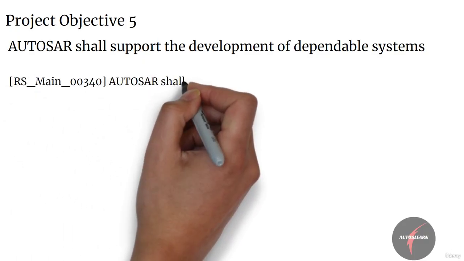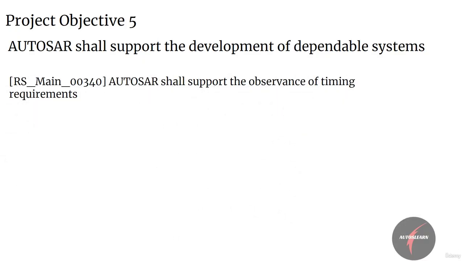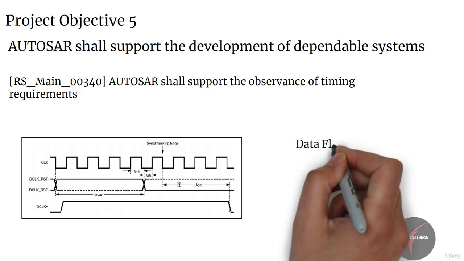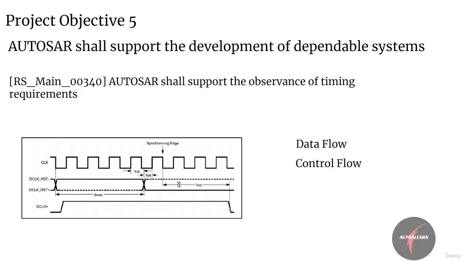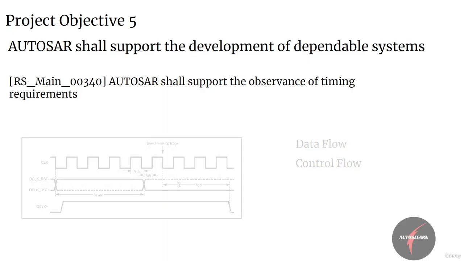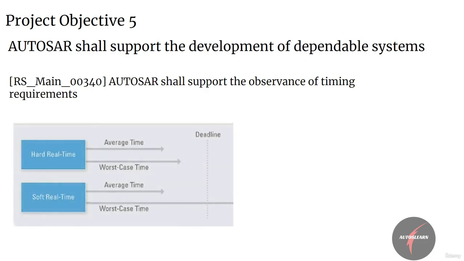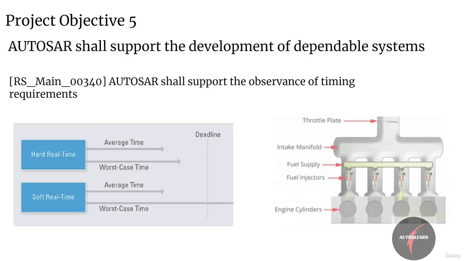Moving to the last one, which states AUTOSAR shall support the observance of timing requirements. AUTOSAR shall support the description and correct implementation of timing requirements, which include data flow and control flow related requirements. These are critical requirements given by the customer addressing the real-time functioning of the system. So software components that have specific timing requirements, for example real-time control of today's gasoline injection systems, are not to be overwritten by architectural changes. These are requirements which have to be fulfilled no matter whether the software is compliant to AUTOSAR or not.